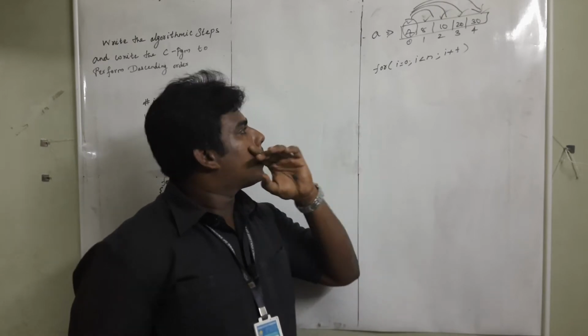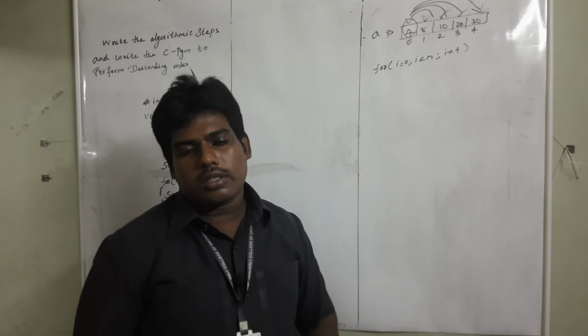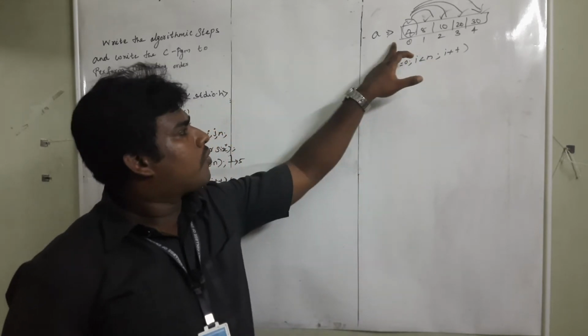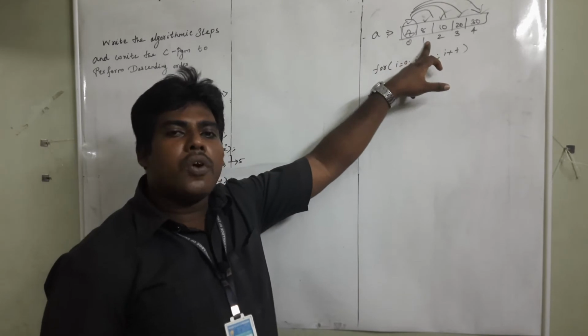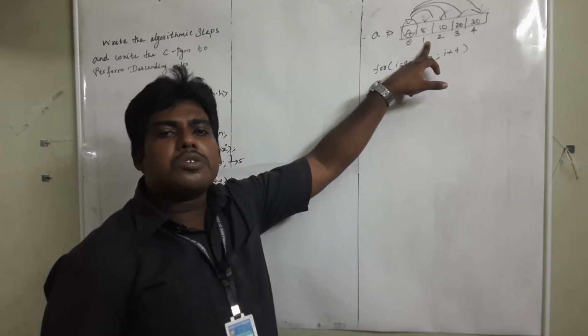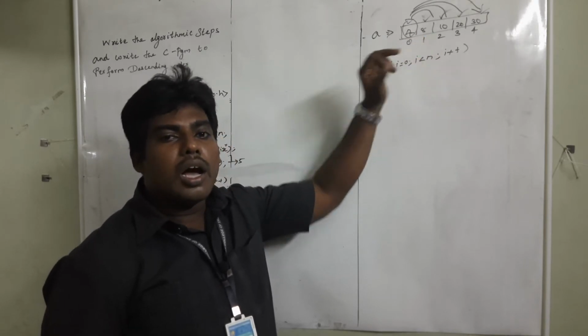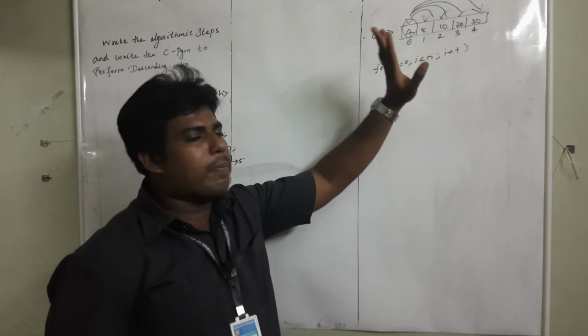Whenever the greater number is there, I want to swap it. That's the logic. What's the logic? First I will select this number and compare with this number. See, 4 less than 8. Condition is true. 4 is less than 8. I want to perform descending order. I want to make this 8 here, right? So swap it.